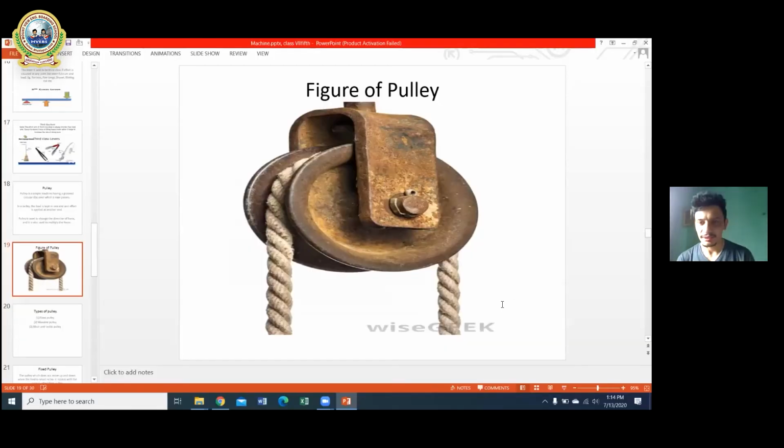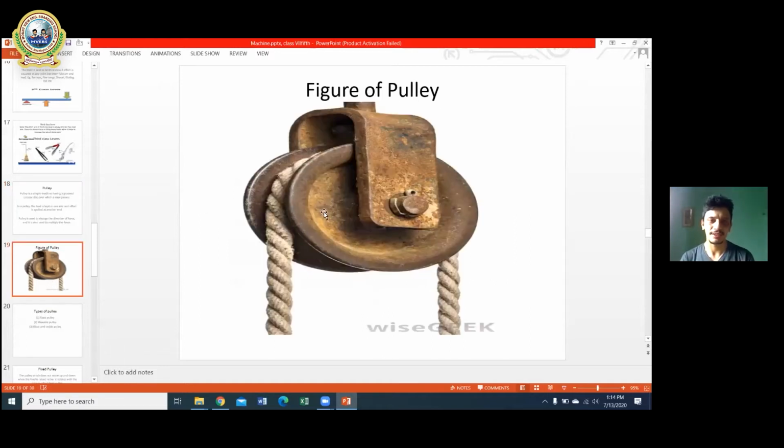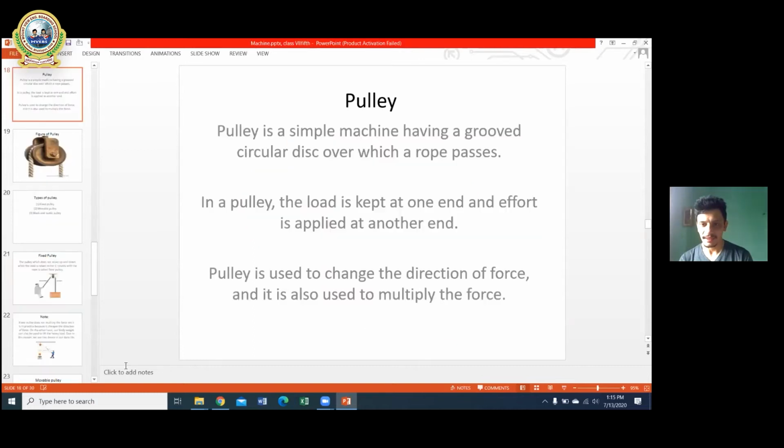All right, let me repeat once again. Let me share the screen, and after sharing the screen you'll understand. A pulley is a simple machine having a grooved circular disc. We all know what a pulley is. This is the figure of a pulley. It has a grooved circular surface and a rope. This is an example of a fixed pulley.